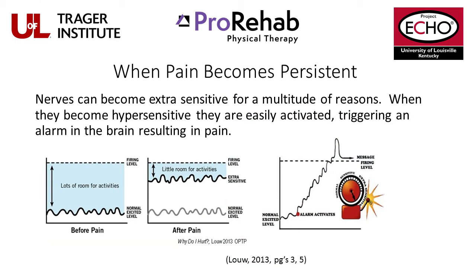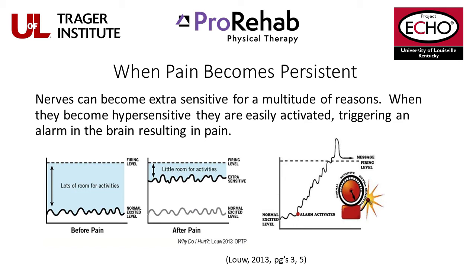What we now know is that for every person that has had an injury or an event, about 25%, 1 in 4, will experience chronic pain. And what we've learned is that the nervous system, for a multitude of reasons, will become hypersensitive. The nerves are very easily triggered.